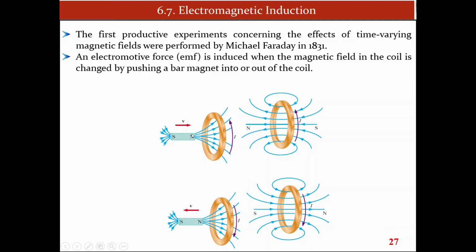Instead of moving the bar magnet, it's also possible to move the coil in and out, towards the magnet or away from the magnet. With that, we also produce a current. If the motion of the bar magnet and the coil is constant or similar, in such cases you'll get the same current.